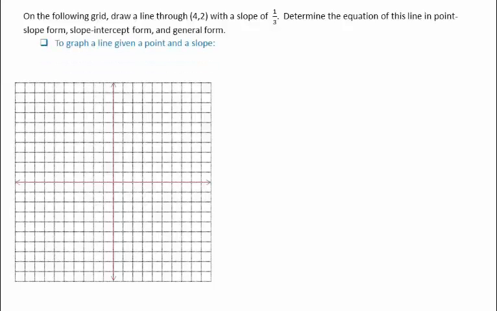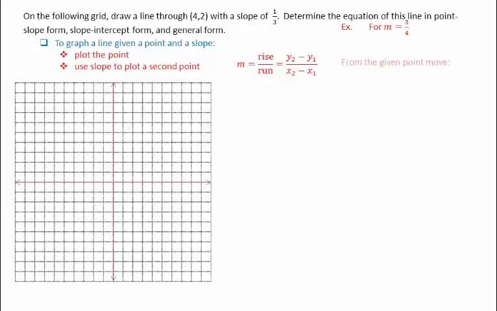To graph a line given a point and a slope, first plot the point given. Then use the slope to plot a second point. Use the idea that slope is equal to rise over run, or (y2 minus y1) over (x2 minus x1). As an example, for a slope of 3/4, starting from the given point, move 3 units up and 4 units right. Or we could also move 3 units down and 4 units left.